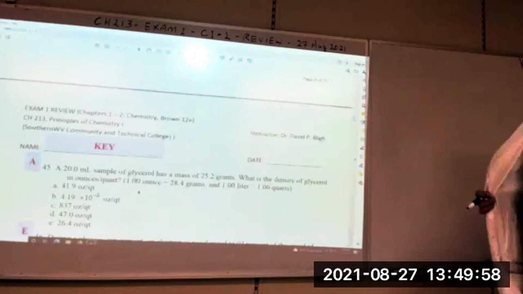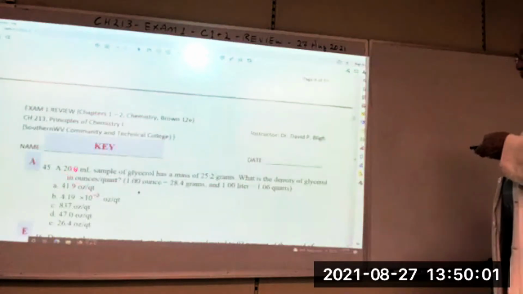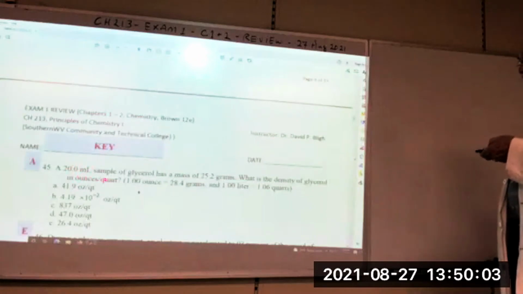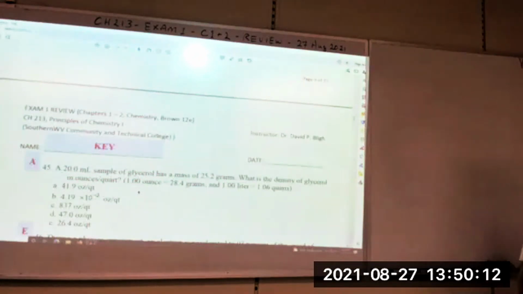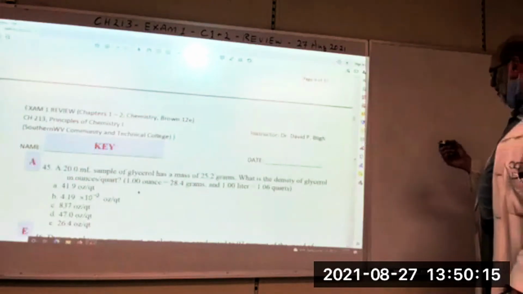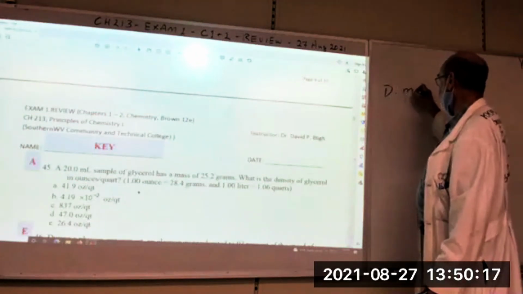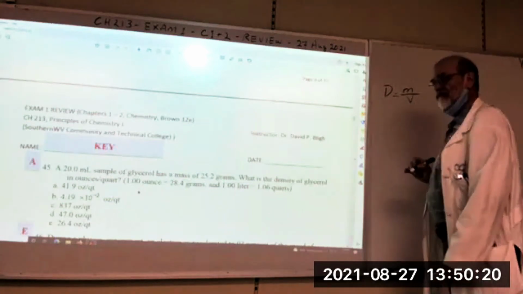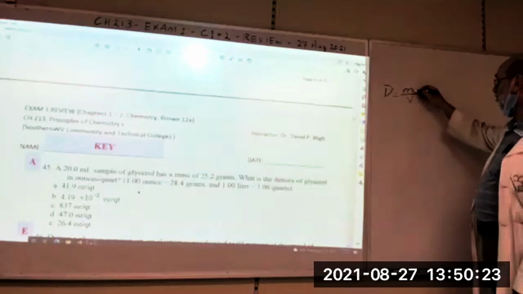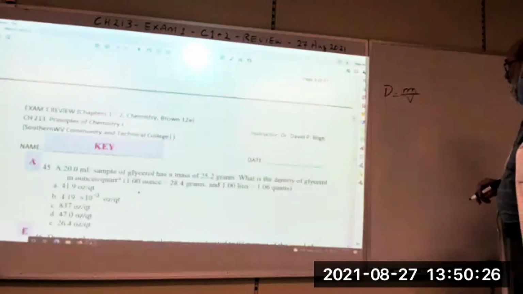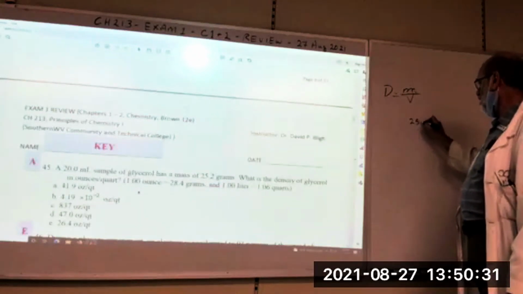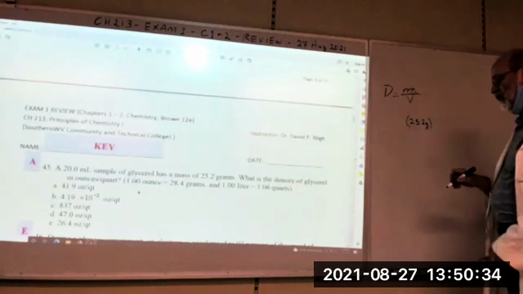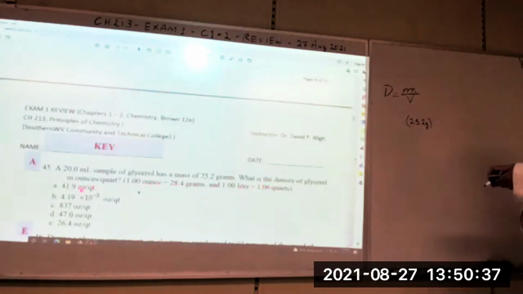Or actually you can solve this problem a number of ways. You could convert milliliters, which is volume, to quarts. And then you could convert grams to ounces. And then calculate your density. Right? Because we know the controlling formula is this one. Mass divided by volume. So if you determine the mass as 25.2 grams, and we want to convert that to ounces.